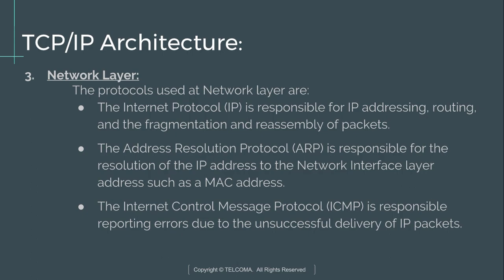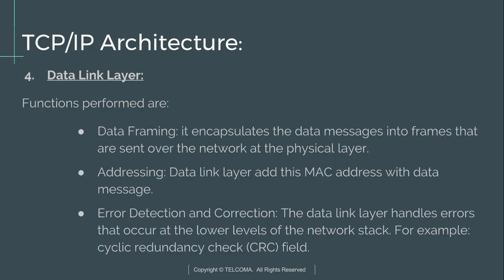ICMP is responsible for reporting errors due to the unsuccessful delivery of IP packets. So these are the protocols of the network layer. Next is the data link layer. The functions performed by the data link layer are data framing, where it encapsulates the data message into frames and sends them over the network. Next is addressing, where the data link layer adds the MAC address to the data messages. And next is error detection and correction. It handles errors that occur at the lower layer of the network stack, for example, cyclic redundancy check fields. These check the errors, correct them, and transmit the data in the network.